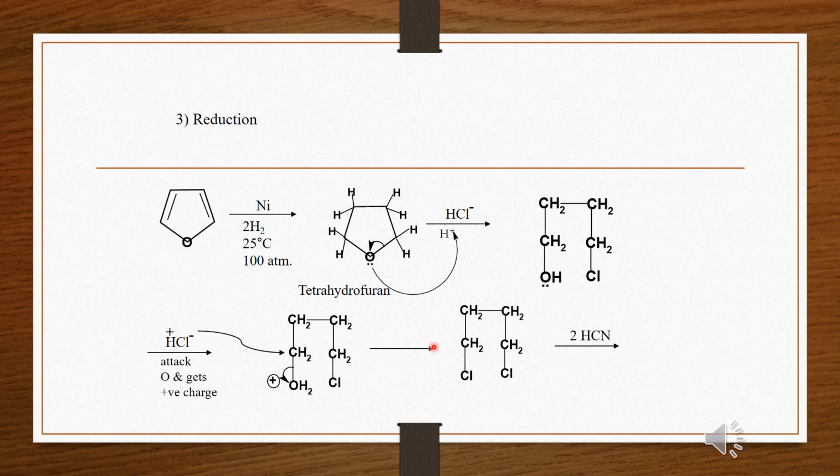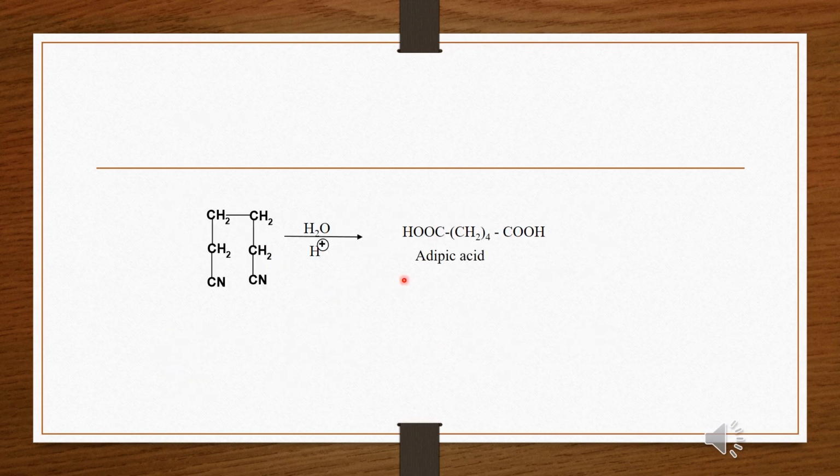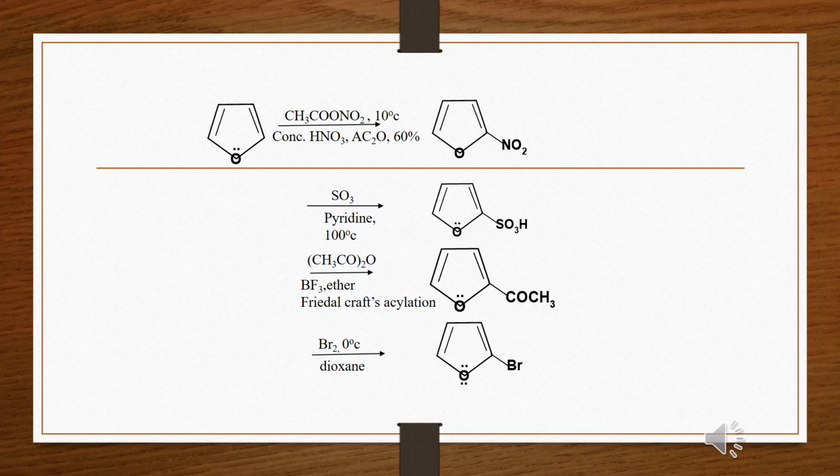dichlorobutane will be formed. Again this compound will get reacted in the presence of 2 molecules of HCN. This chlorine will be replaced by CN, and then through a hydrolysis reaction, it forms adipic acid.